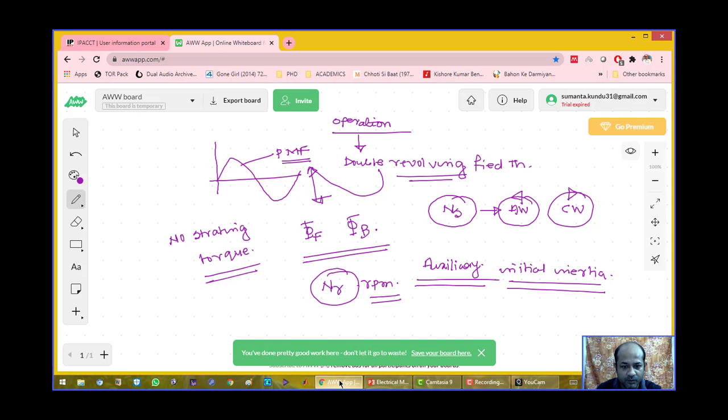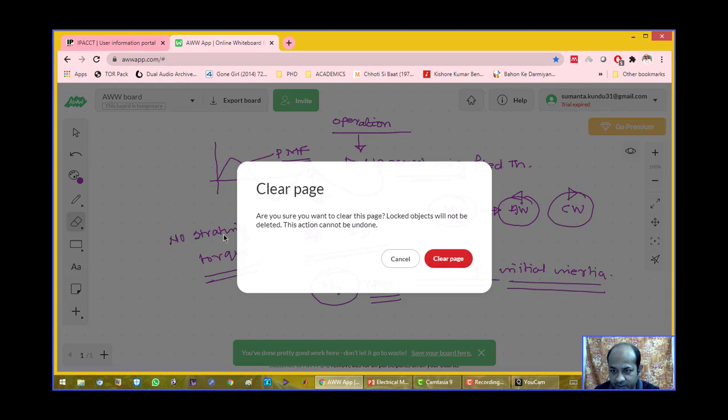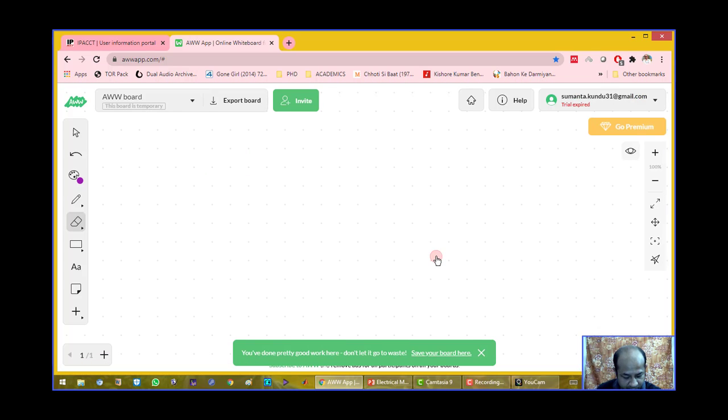Now, what will happen in running condition? We have seen that through auxiliary means, if we give the initial inertia to the rotor of the single phase induction motor, it will continue to rotate in that particular direction at a stable speed nr. At nr RPM it will rotate.